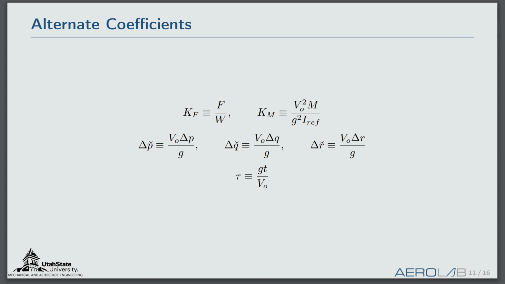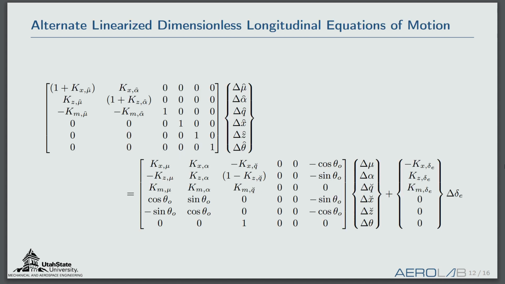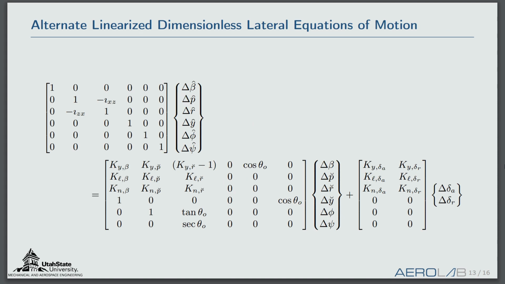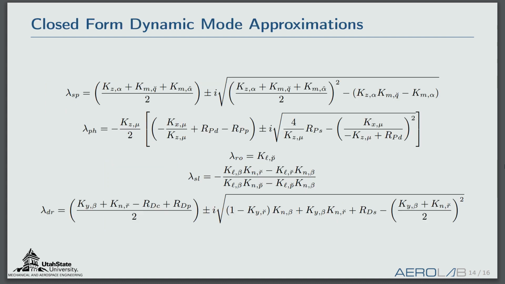And that's crazy. And so the last thing I wanted to do, before I get into that, I wanted to show these alternate linearized equations of motion. So here's the alternate linearized dimensionless longitudinal equations of motion. And here's the alternate linearized dimensionless lateral equations of motion. And you'll notice that we have all these k parameters rather than the capital C parameters.